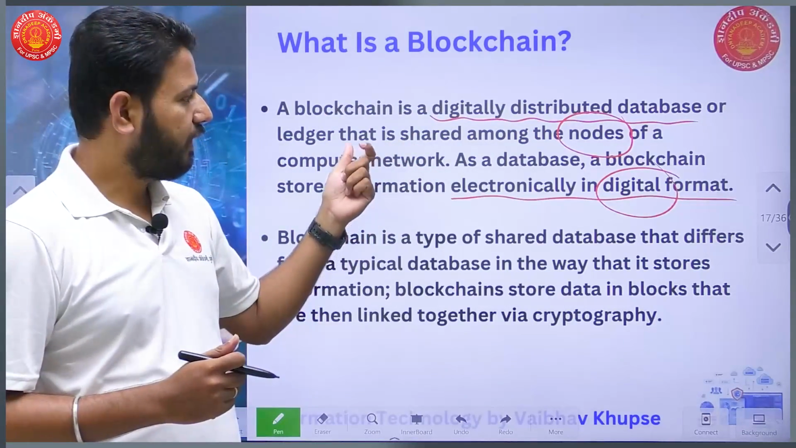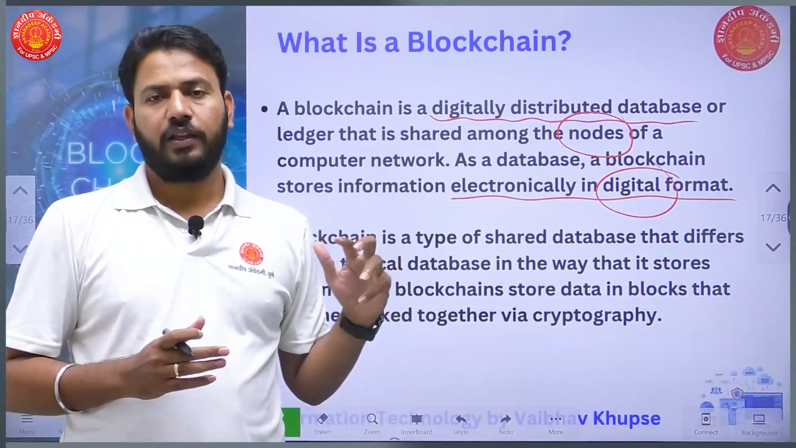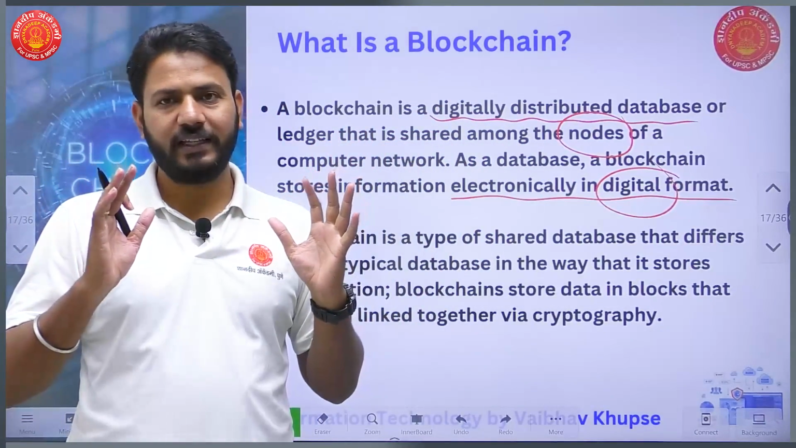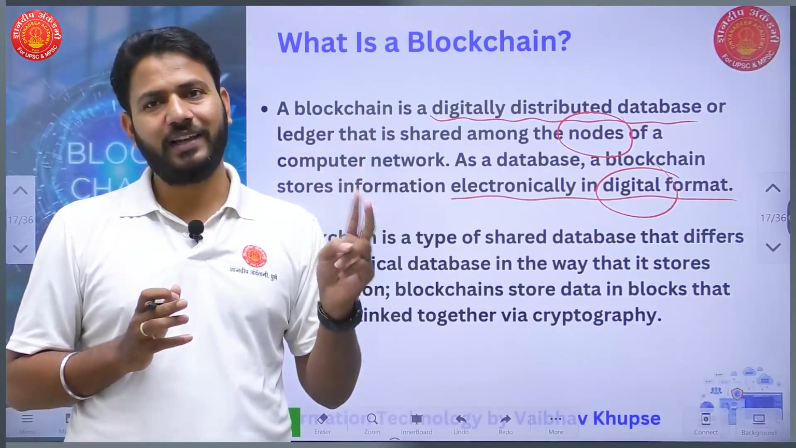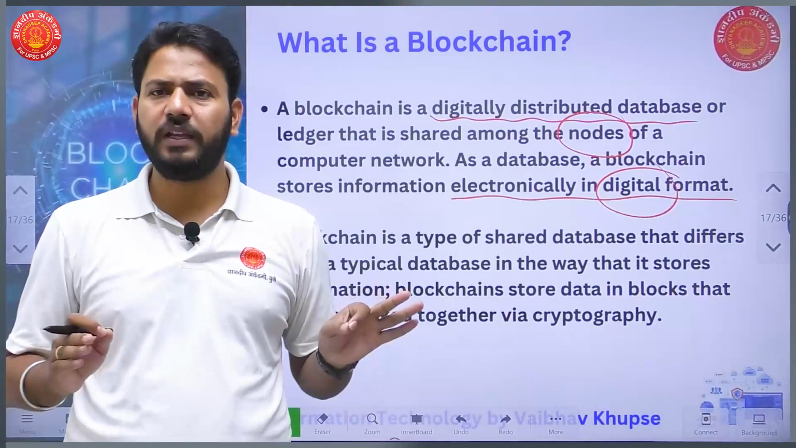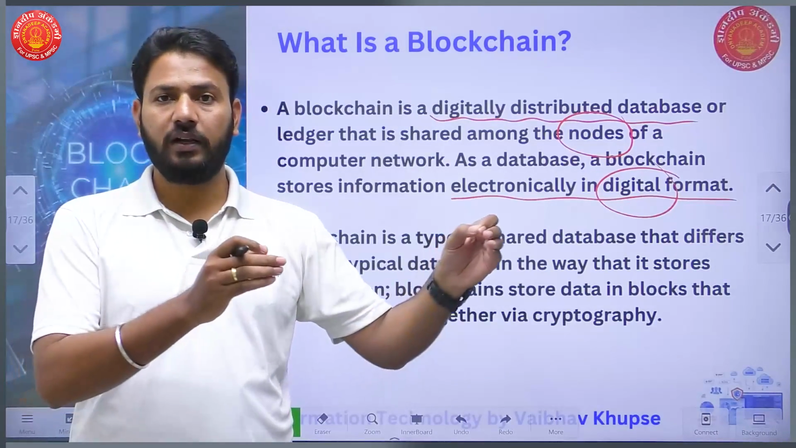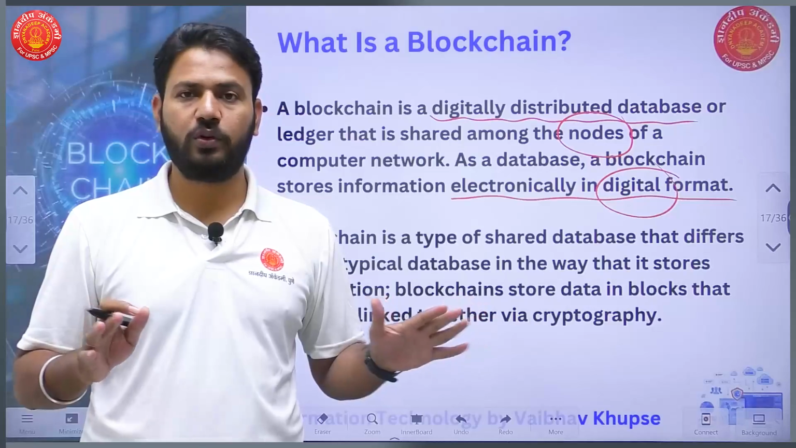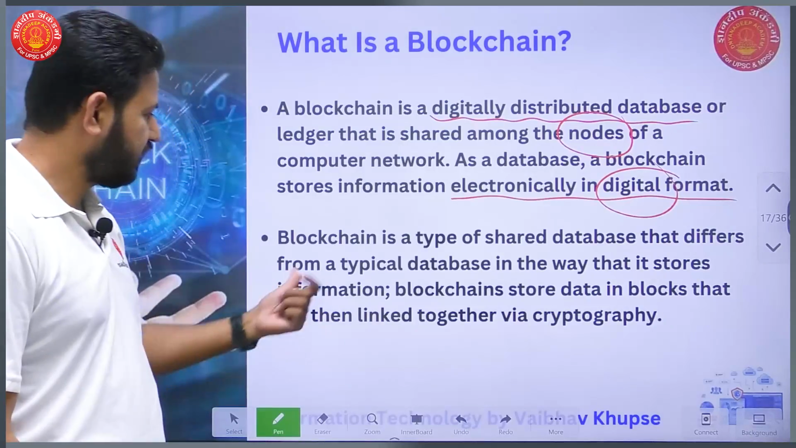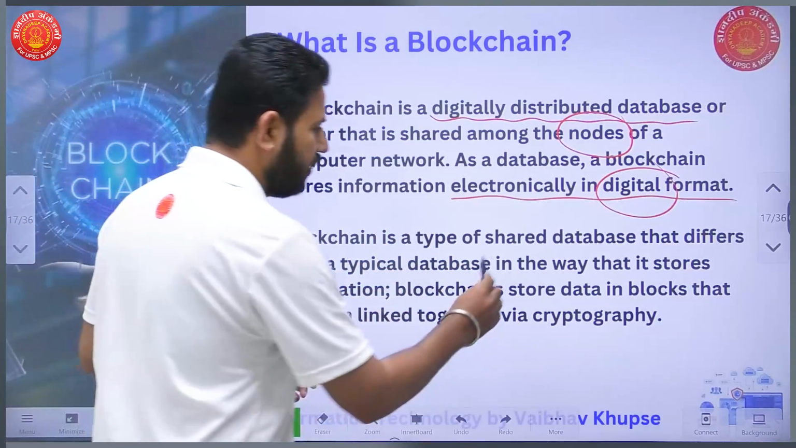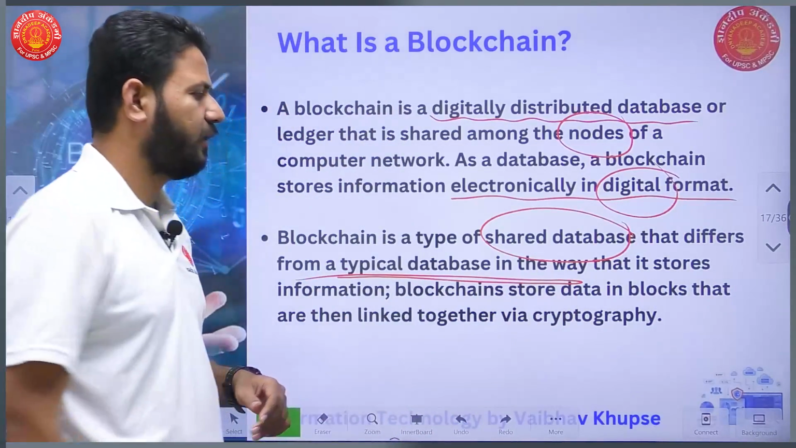As a database, blockchain stores information electronically in a digital format. Now, all the three important words that I used in defining blockchain are clear to you. Why is it digital? Why is it distributed? And why is it a ledger? So, putting it very simply, blockchain is a digitally distributed ledger, right? Period. Nothing more, nothing less. Okay, let's go. Blockchain is a type of shared database that differs from a typical database. See, it is a shared database, and it differs from a typical database.